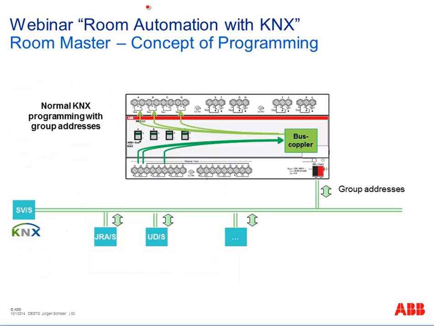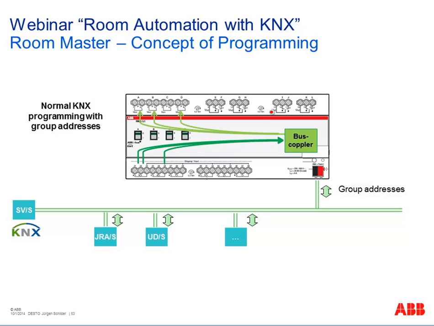Okay, let me start by explaining the concept of the programming. At first, the KNX Room Master works like a standard KNX device. So we can assign group addresses to the communication objects of the binary inputs, like here, and to the communication objects of our switch outputs, like here, or the shutter outputs, or of the other outputs, like our fan coil outputs. And then this device works like a standard KNX device.